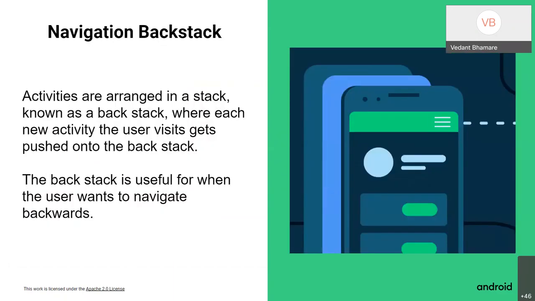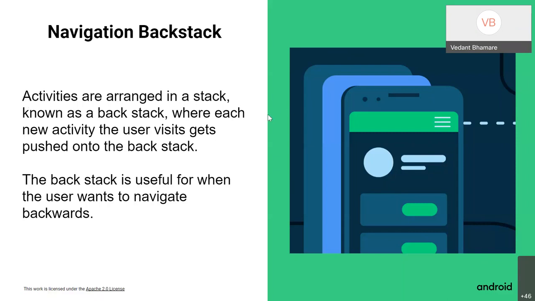Now let's talk about navigation backstack. You might know what a stack data structure is. Whenever a new item is pushed, it is pushed on top of it. Whenever you pull something out, the newest inserted item gets out. It is basically like a pile of coins. You put one coin on another, and whenever you want to remove one, the latest inserted coin is removed. That is how the stack data structure works.